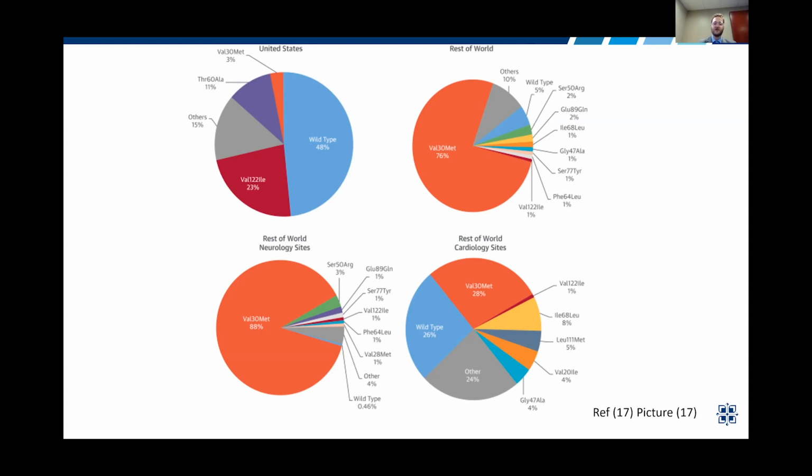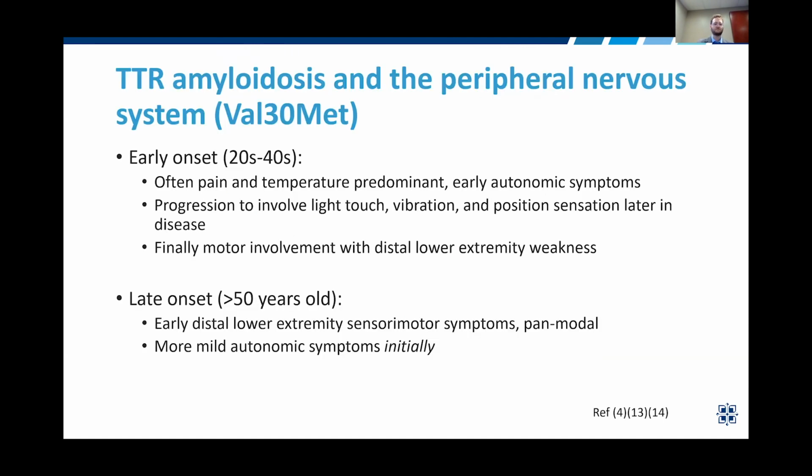But if you look at the neurology sites, Val30Met is far more represented, whereas at cardiology sites you get a mixture of different cases. That has to do with Val30Met and its effects on the peripheral nervous system, which might guide a person to present to a neurology clinic.